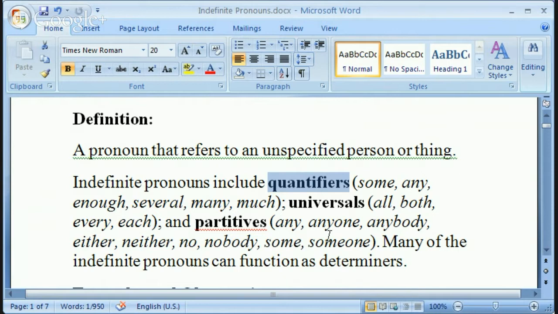But sometimes we can use these as pronouns. Many say that the world will end by the year 2100. Okay, in that case, many say, I'm using it as an indefinite pronoun. We're going to look at examples of these quantifiers, universals, and partitives, and you students are going to practice forming sentences with them.